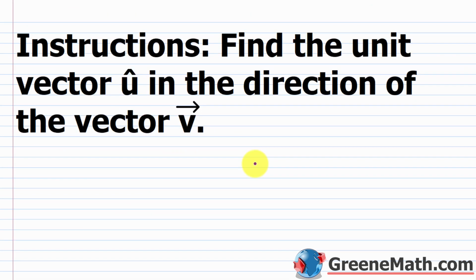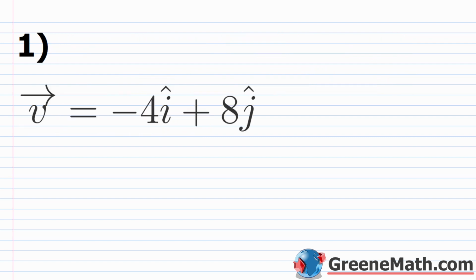All right, let's take a look at the practice test. For the instructions, we're asked to find the unit vector u in the direction of the vector v. So for the first problem, we're given our vector v, and it's written as a linear combination of our unit vectors i and j. So we have to be comfortable with this notation because it's going to come up pretty often in math. So the vector v is equal to negative 4 times the unit vector i plus 8 times the unit vector j. So when you see a hat like that, that's telling you you have a unit vector, or a vector with a magnitude of 1.